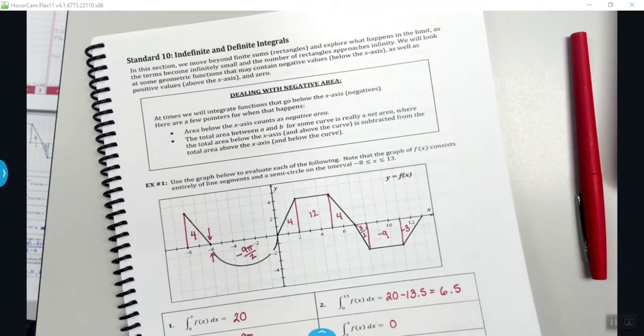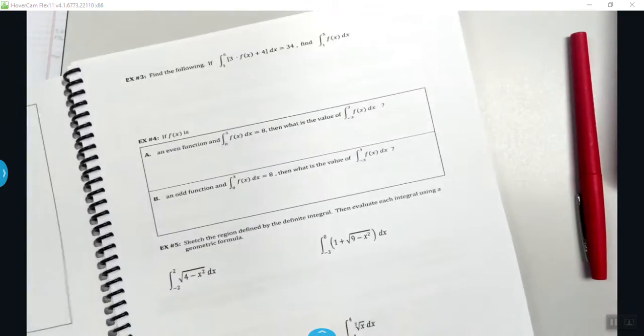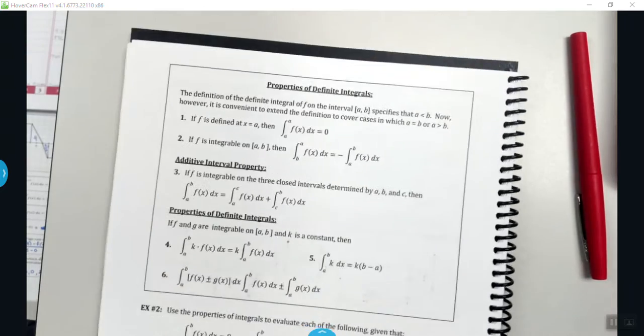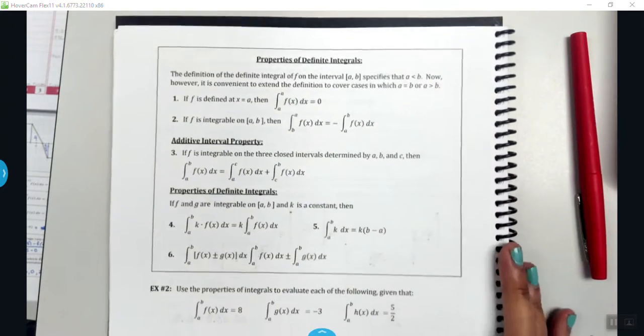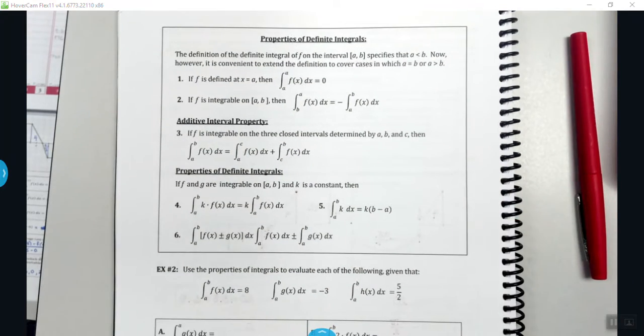All right. Easy peasy. Of course. Lemon squeezy. So here's 6 properties of definite integrals.